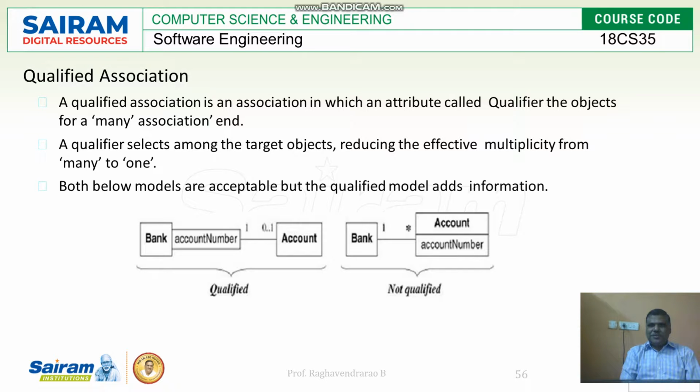Similarly, person and company is going to be another example present here. A qualified association is the way in which the whole bank will be there, with n number of accounts and account numbers. One account number is going to have one bank account, and one bank is going to have 0 or more accounts. Not qualified is one bank having 0 or more accounts and account numbers.